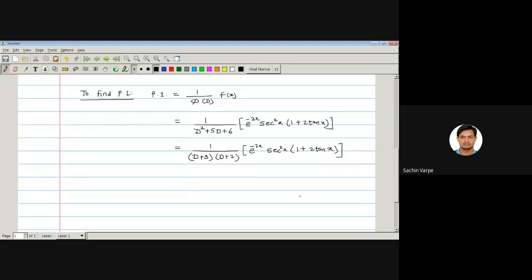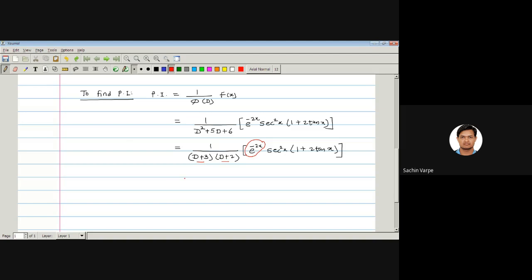So what do we do? We operate first of all. One more thing I want to tell you is that we can operate any one of the factors. In yesterday's example also we have operated. Why have we operated this factor? You can ask questions from your side. Here the order of operation is not important. We can operate any one of the two operators, but we will select according to the difficulty level of the question, isn't it? Since the e to the power minus 2x term is there, it will be easy to operate 1 upon (D plus 2) first. Of course, we can apply (D plus 3) also, but in that case we have to do some suitable substitutions. Instead of that, we can directly proceed with 1 upon (D plus 2) operated on this.